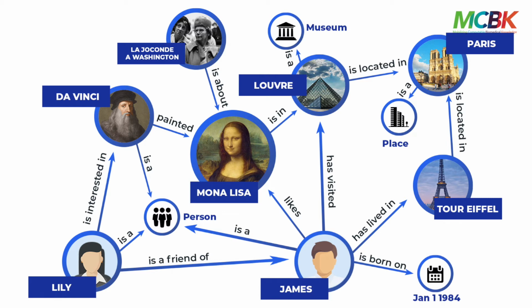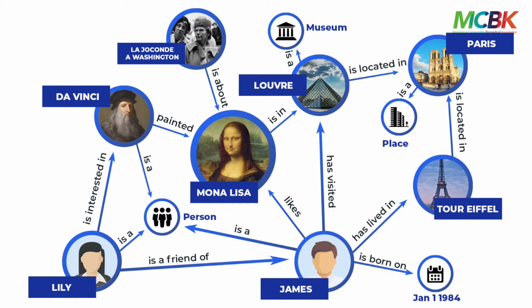A knowledge graph in practice might look something like this. In the simple case, we have entities, that is individual objects that are categorized in some way. So Da Vinci, Lily, and James are all people. And there are relationships between our entities. So Da Vinci painted the Mona Lisa. Here these are written in words, but there will be very specific logical rules underpinning that.